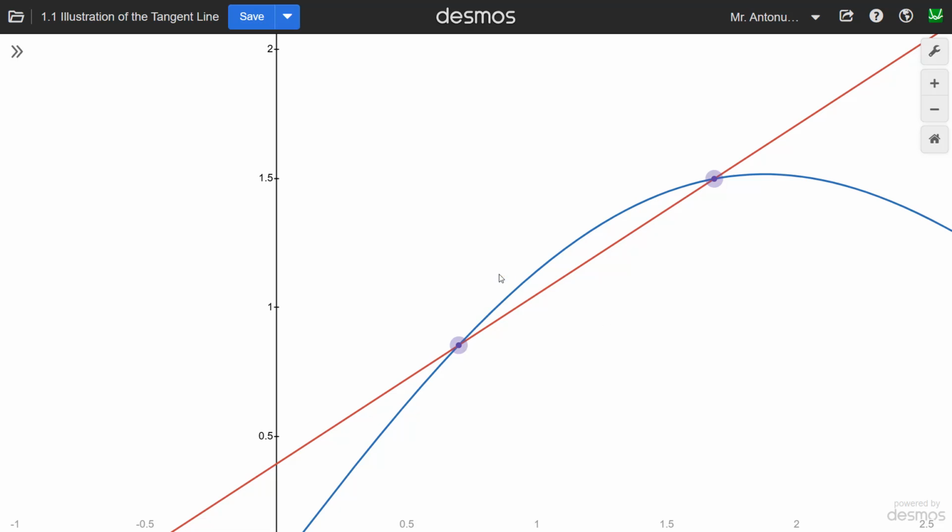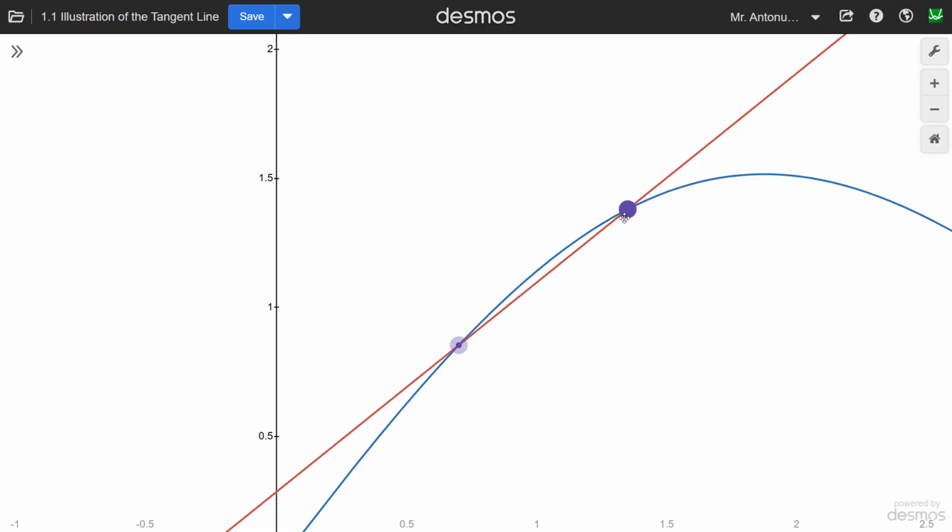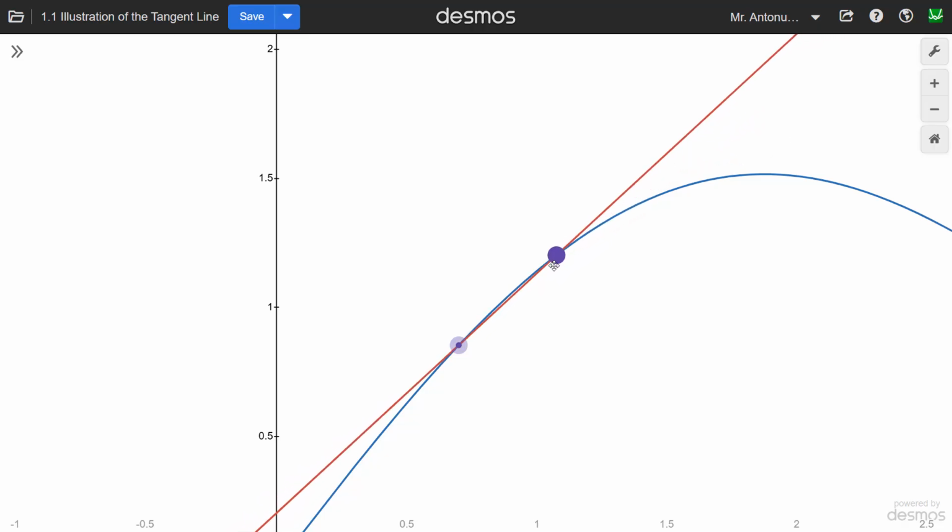So here we have the graph of a function in blue, and we have the secant line which goes through these two purple points. Secant means to cut, so this line cuts through the graph of the function. To get the tangent line, that's where the line just touches the curve and doesn't cut through it. If we take this second point and slide it closer and closer to this first point, you can see that it approaches the tangent line.